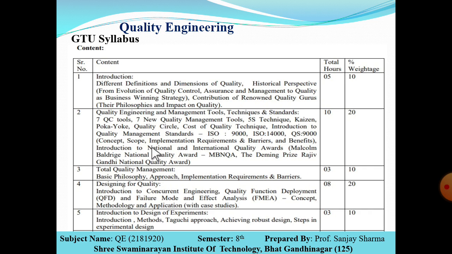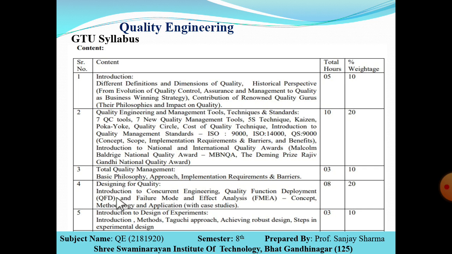And further we will see the national and international quality awards which are being given. What are those awards? Different types of awards are in unit number 2, and it has a weightage of 20% marks. Unit number 3 is total quality management with basic philosophy, approach and implementation, requirements and barriers, meaning the hurdles or difficulties. It has again a weightage of 10%.